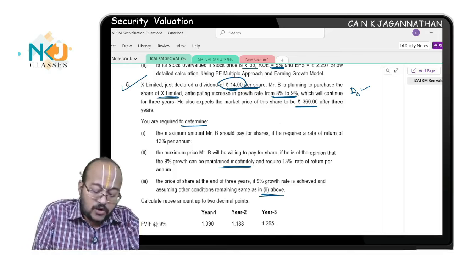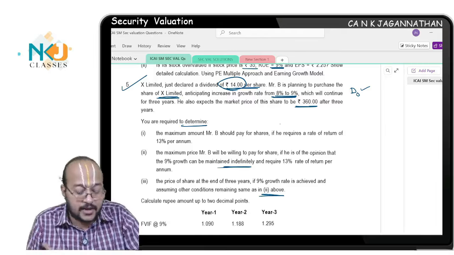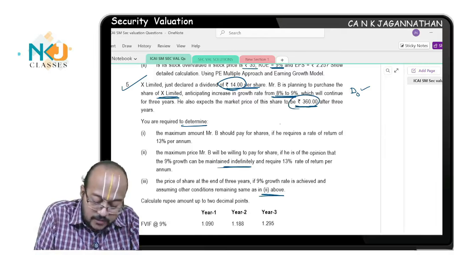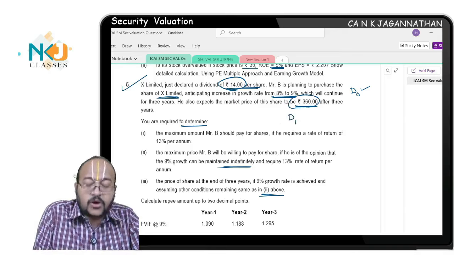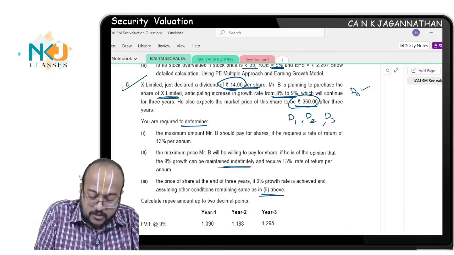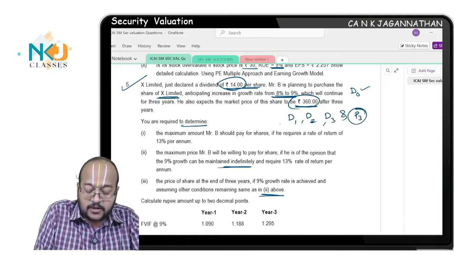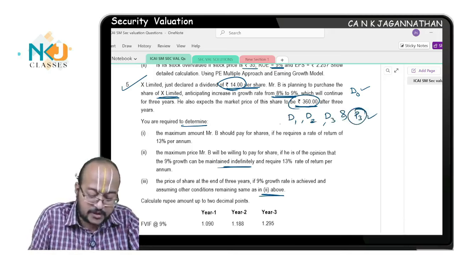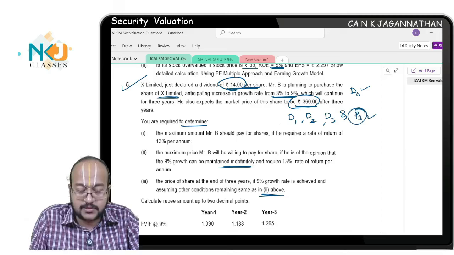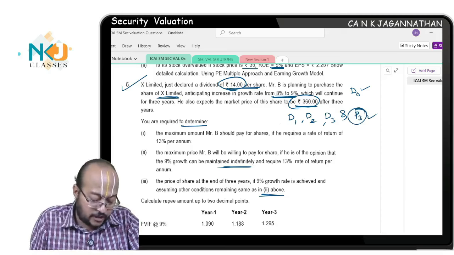Correct? We will assume the holding period to be 3 years, and at the end of the 3rd year, the P3. See, very simple, if you are holding the share for 3 years, you will receive D1, D2, D3, and you are going to sell the share at the end of year 3, which I call P3, the price at the end of year 3. Correct? You need to find all these, okay, and then discount and bring it to present value terms to find out the fair value of the share.